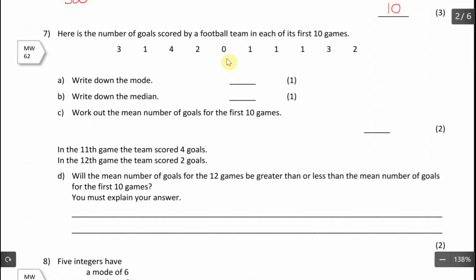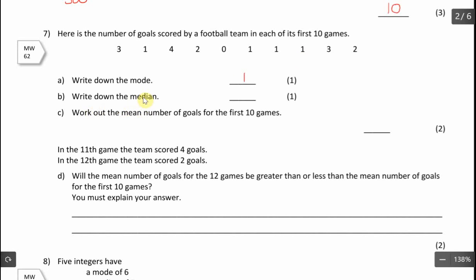Here is the number of goals scored by a football team in each of its first 10 games. Write down the mode, so the most common. Okay, so it's looking like 1. Let's just confirm that. There are 4 ones. Yeah. Okay, so the modal number of goals is 1.